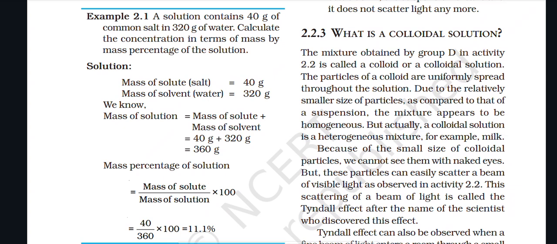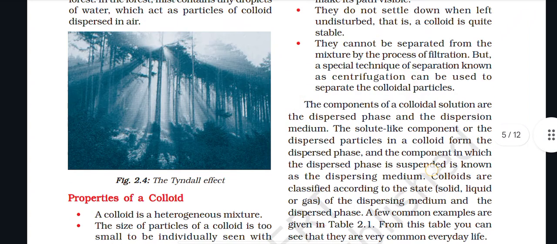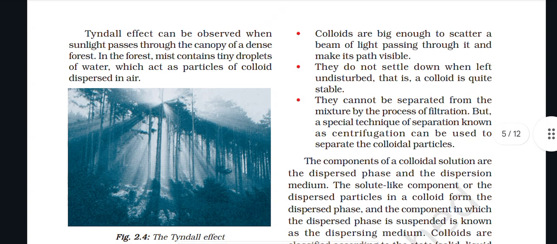What is meant by colloidal solution? Okay. A colloidal solution is a heterogeneous mixture, like milk. Next, properties of a colloid. A colloid is a heterogeneous mixture. The size of particles of a colloid is too small to be individually seen with naked eyes. Colloids are big enough to scatter a beam of light passing through them and make its path visible. They do not settle down when left undisturbed. That is, a colloid is quite stable.